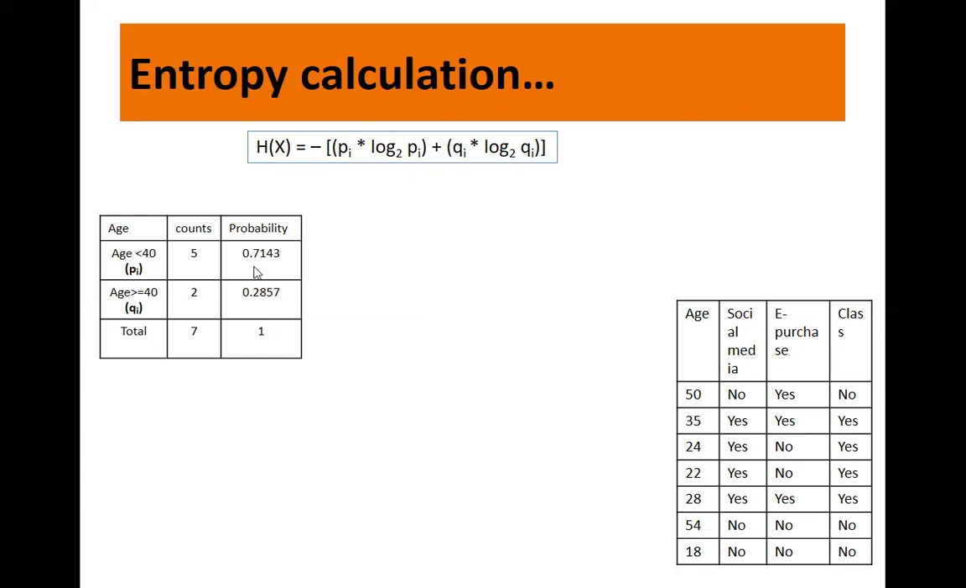So the probability of age less than 40 is 0.7143. And the samples having age greater than or equal to 40 are 50 and 54, only 2. So out of 7, 2 samples have age greater than or equal to 40, so the probability is 0.2857. We calculate the probability as 5 by 7 and 2 by 7. Now let's substitute these values of Pi and Qi in the equation.